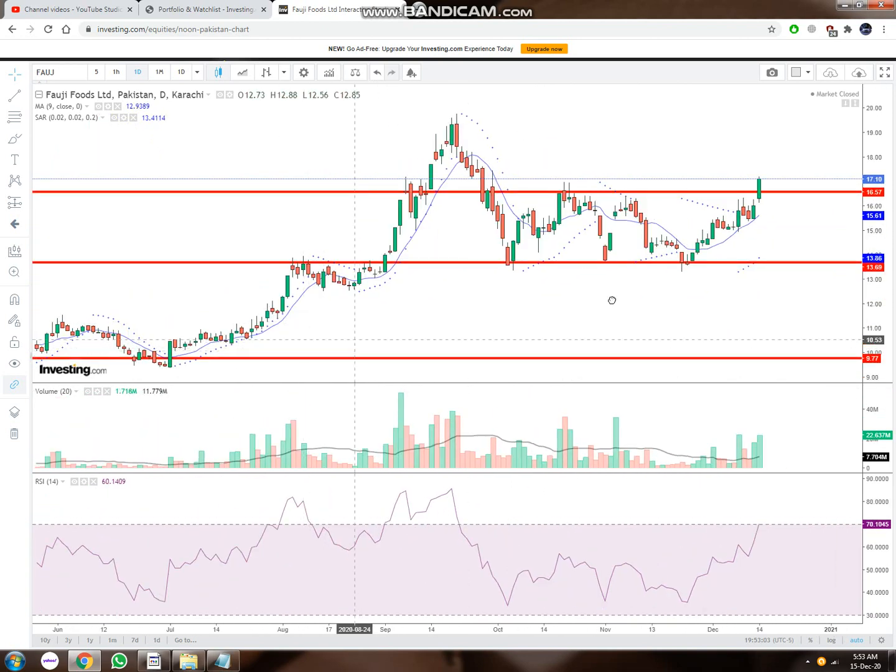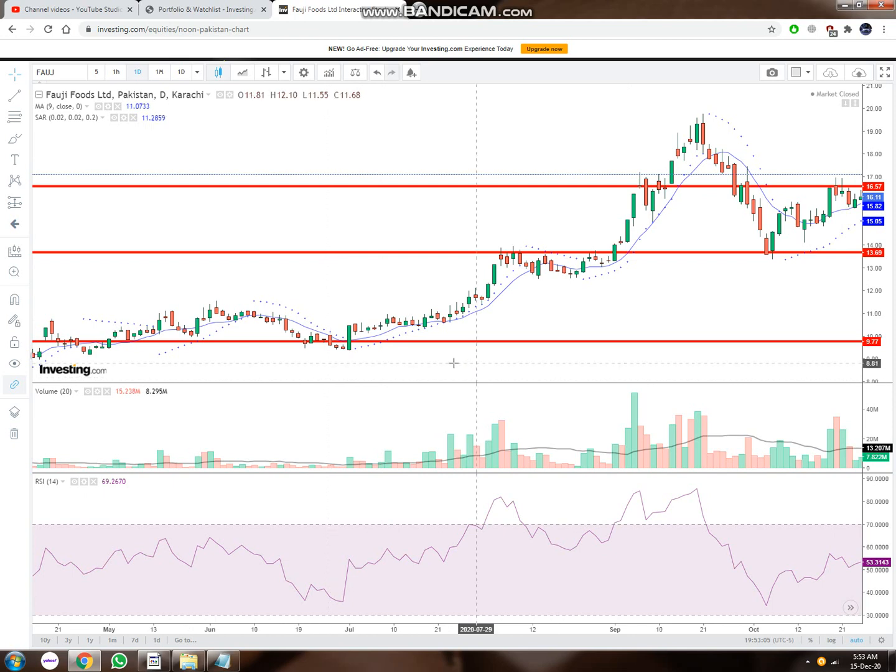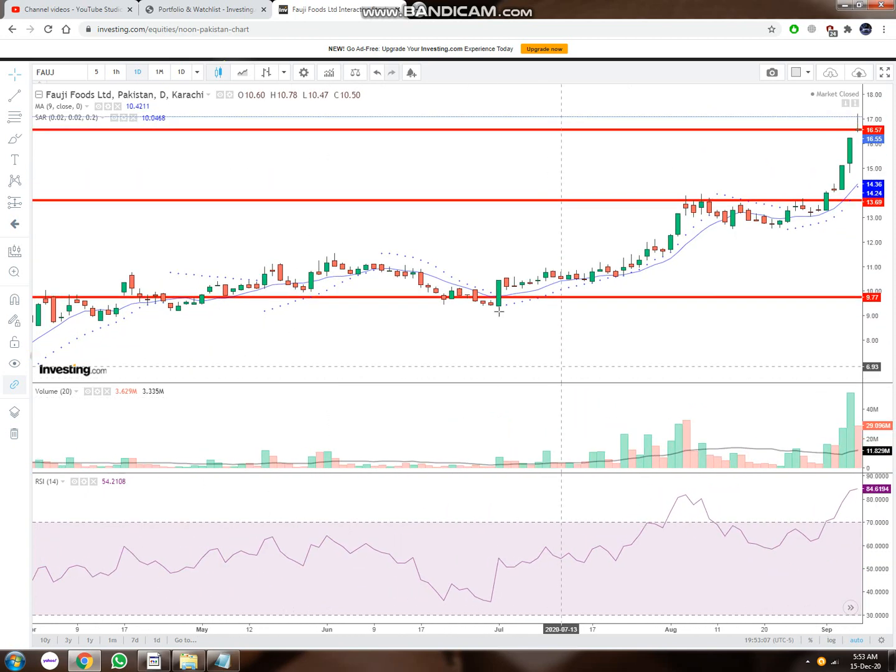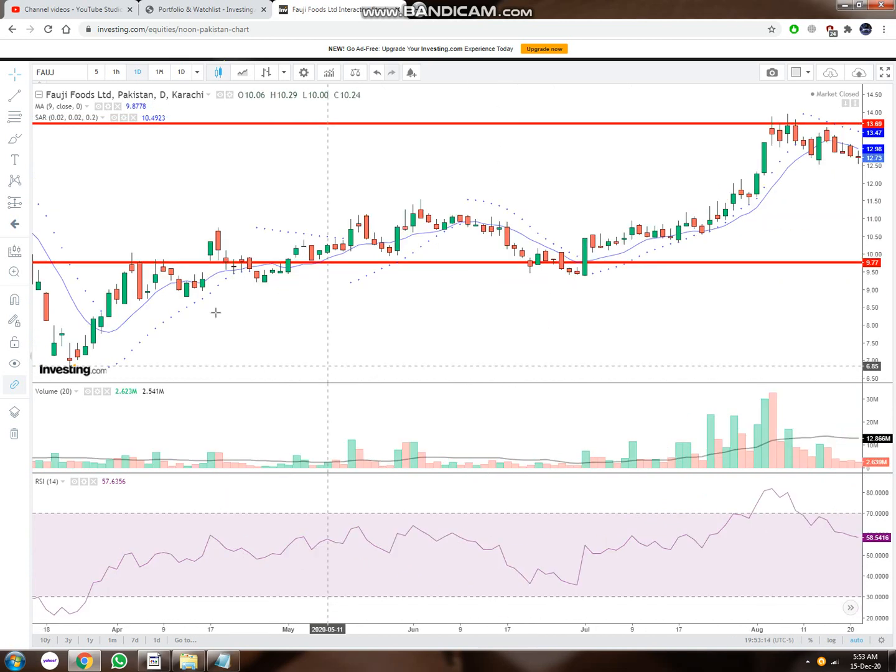Again, it is a false breakout over here. The same principle you can apply to it as well, but you'll have to do your risk management as well, to know if things go against you. As you can see here, this is a false breakout, again moved in the upward direction.